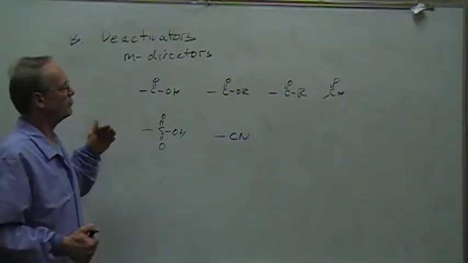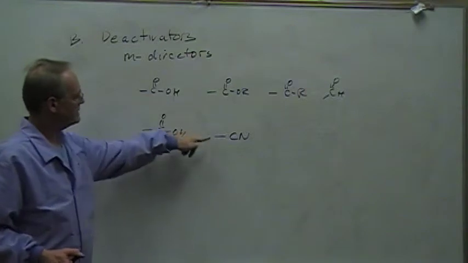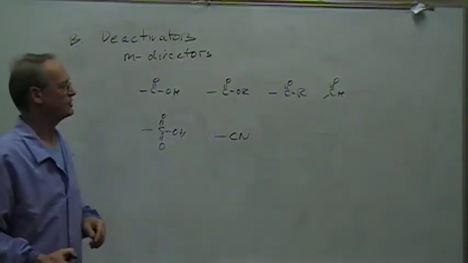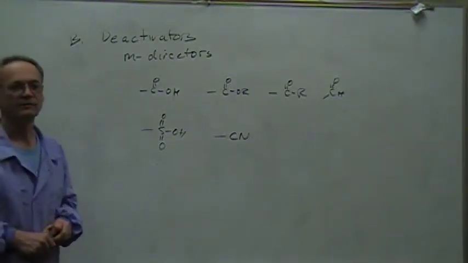These are all electron withdrawing groups. They're all groups that are pulling electrons away from the atom directly attached, and therefore pulling electrons away from the benzene ring, and we will see why that matters when we do the mechanisms, and when we talk further about the mechanism in the next video.